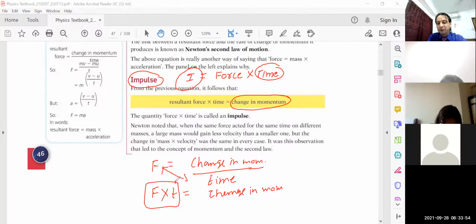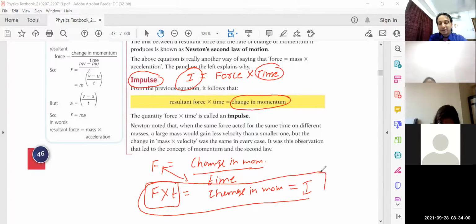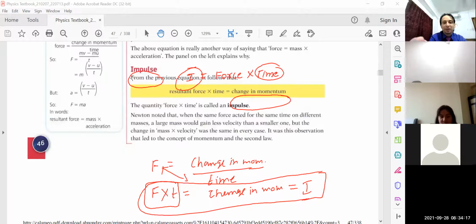And what is F into t? That is impulse. So all are interconnected, all related to each other: impulse is equal to force multiplied by time, and change in momentum is equal to F multiplied by t. Remember children, don't forget that we are talking about change in momentum. And what is this change in momentum? Let me write here.